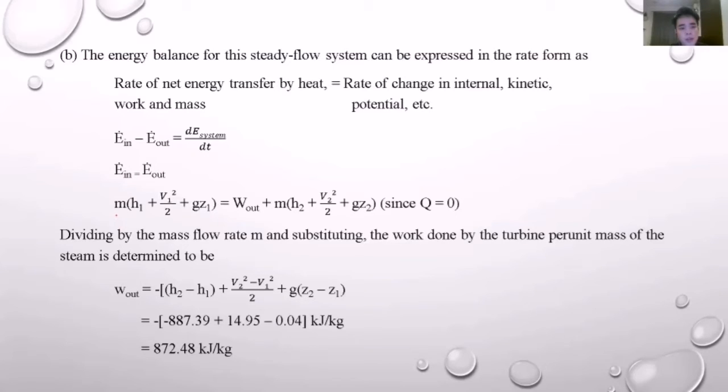So E in is m dot H1 plus V1 squared over 2 plus GZ1 equals W out plus m dot H2 plus V2 squared over 2 plus GZ2. And then we divide by the mass flow rate m. So we divide this equation with mass, and we cancel off mass.